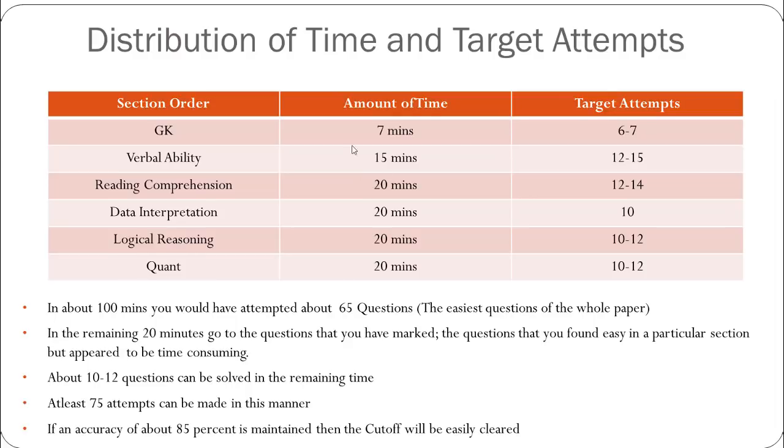So if you follow this strategy of distribution of time and attempting these many questions, you will be able to solve about 65 questions in say about 100 minutes. And these 65 questions that you solve are going to be the easiest questions of the lot. Okay. So this way, if you follow this strategy, you'll be able to clear the cutoff for each and every section by the end of 100 minutes itself. And say you can score a total of about 40 to 45 marks by the time you reach the 100-minute mark.